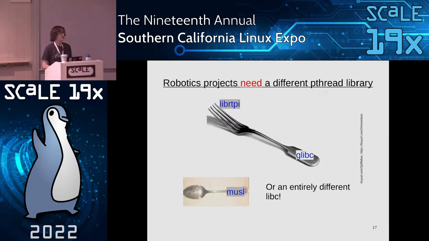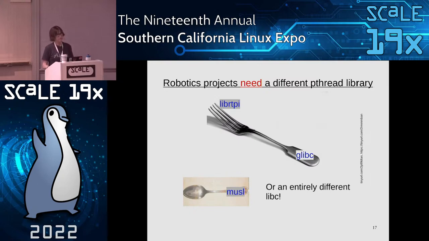And librtpi is just a pthread library, just a concurrency library that is the same as the nptl, the pthread library that's inside glibc, except that it solves this problem. So it's very easy for people to adopt this pthread library and use it. Or if you don't want to use glibc plus librtpi, you could just use an entirely different C library. And in fact, the musl C library already supports priority inheritance honoring locks.